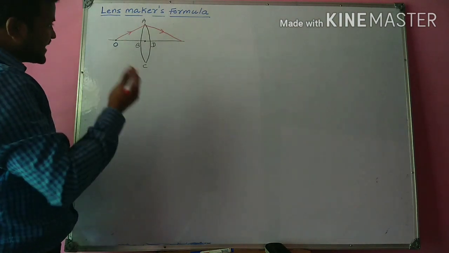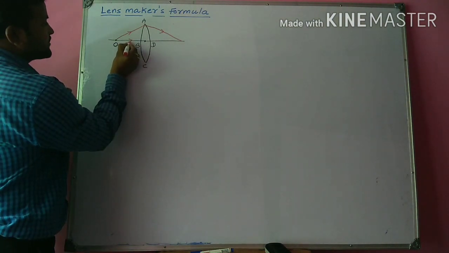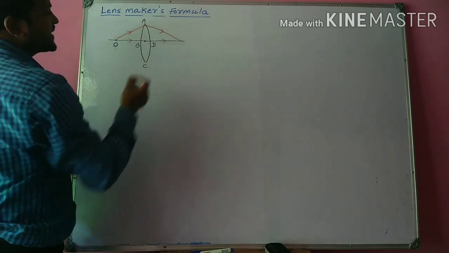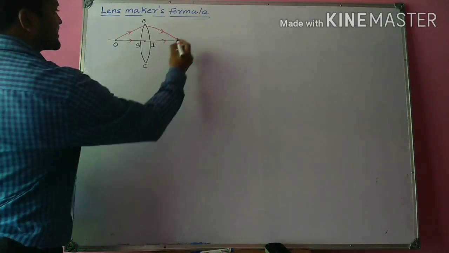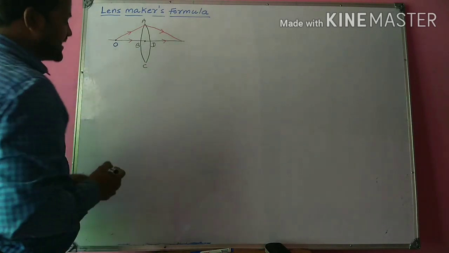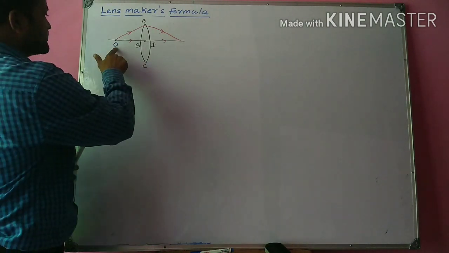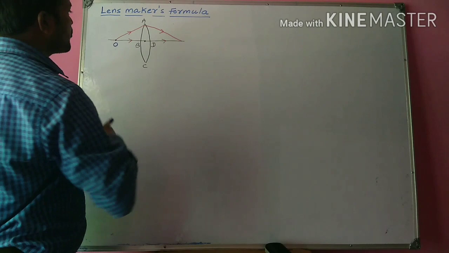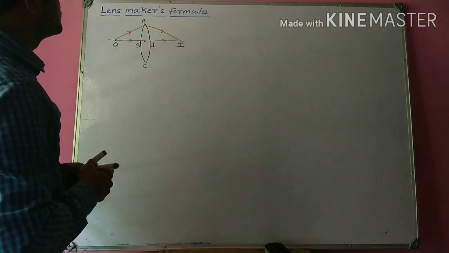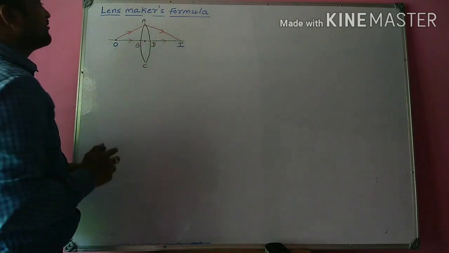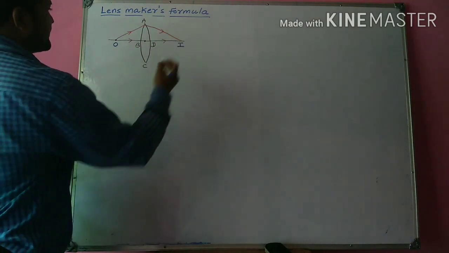Now the second light ray passes along the principal axis, I consider this. The two light rays meet at a particular point. There it forms the image. Let us say the image is formed at I. So the object is O, and the image is formed at I.